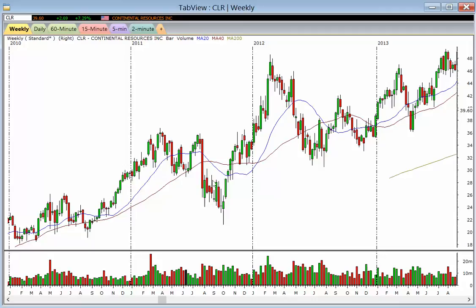Okay. So I'm not going to get into the patterns here, but for example, say you're in this trade, or you're watching this setup, and you see it kind of pulls back here.